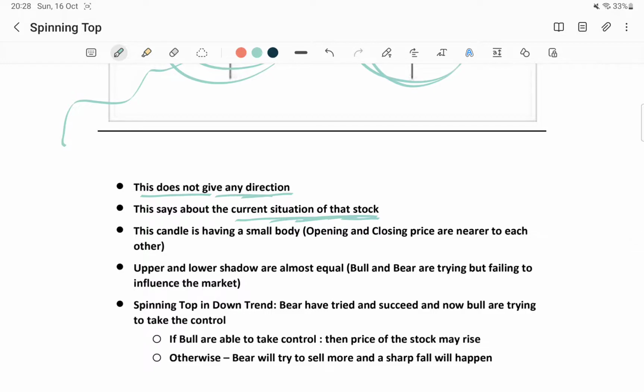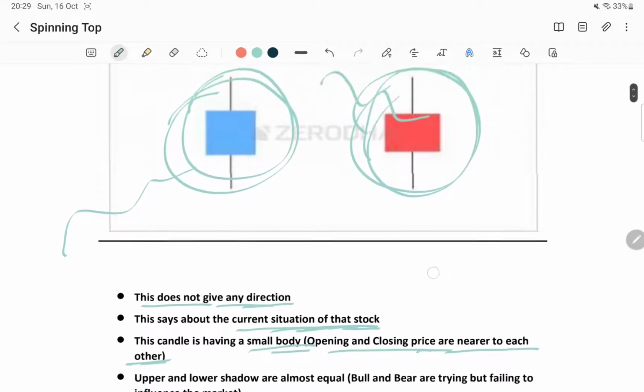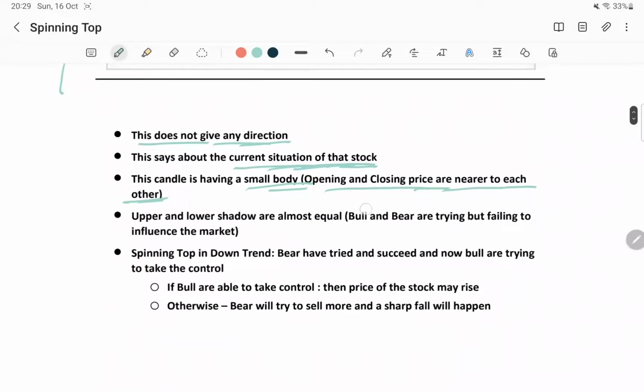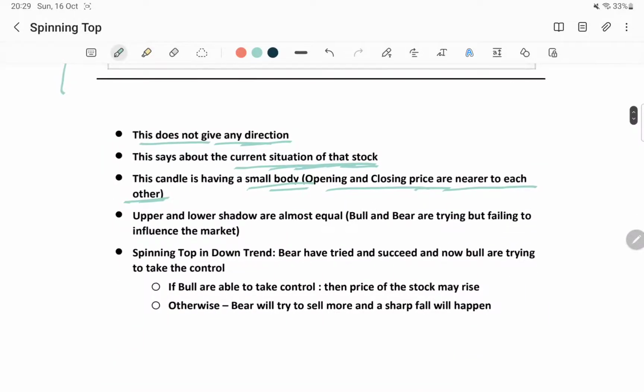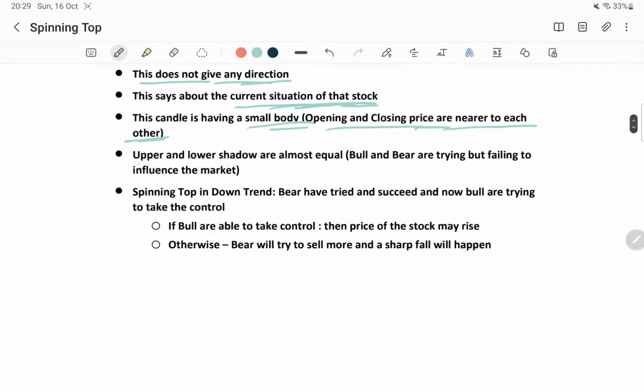The candle has a small body, as already discussed. That means opening and closing are nearer to each other. So I have already discussed in the first part that in case of a spinning top, the body is a small body, and the opening and closing are nearer to each other. And the second feature is that the upper shadow and the lower shadow are almost equal.